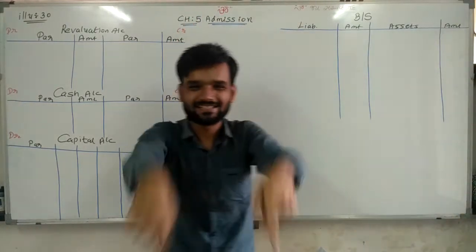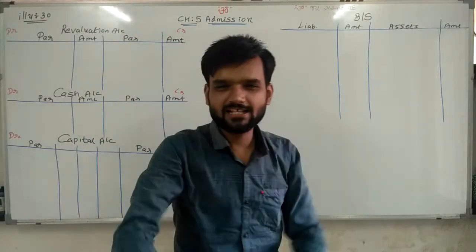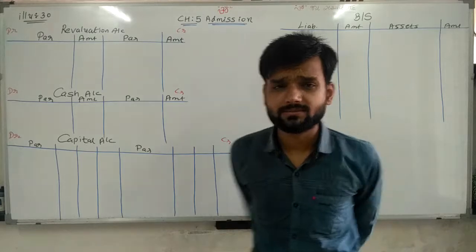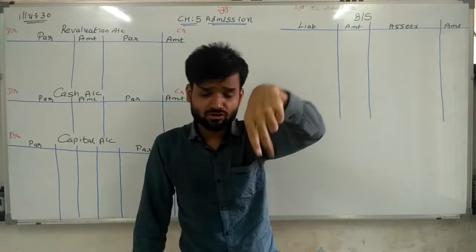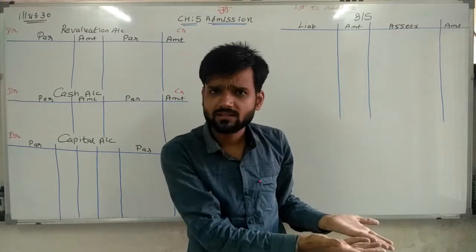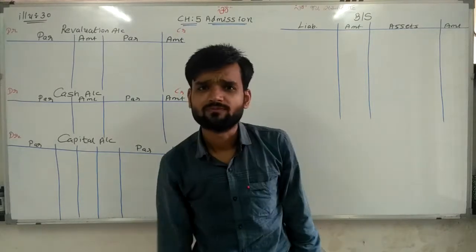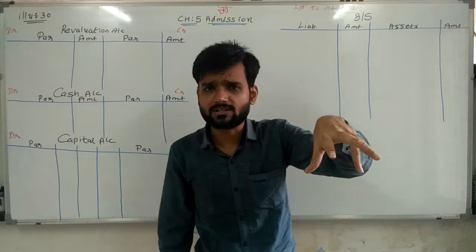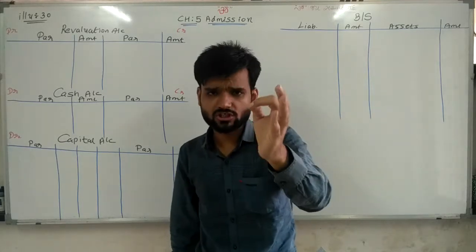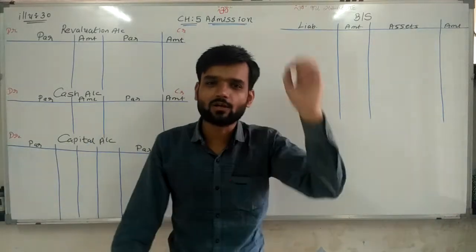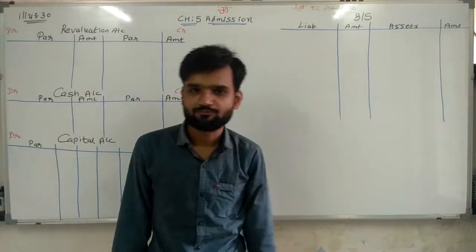Hello students. Today is your last day of chapter number 5, admission, because illustration number 27 we did yesterday in Zoom live. It is the same type of sum we did in the last lecture. So that's why illustration number 27 is your homework, because it is already in Zoom live.